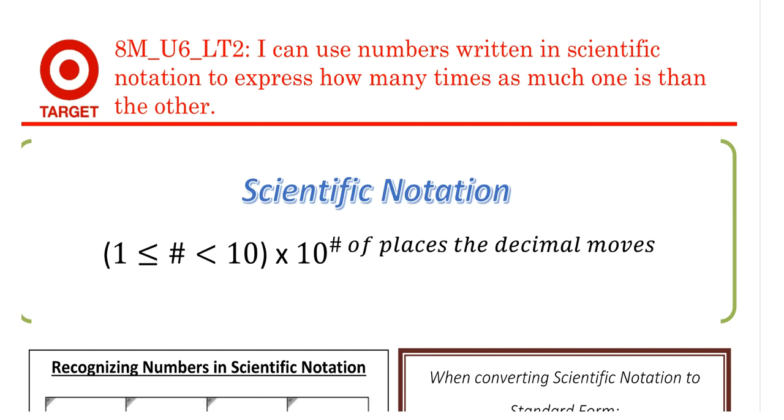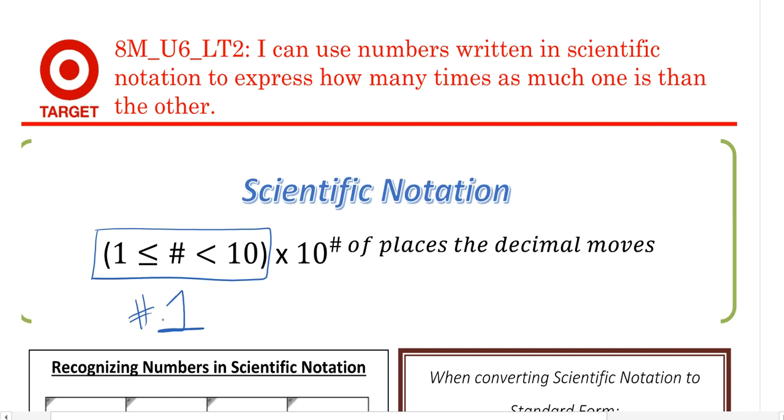The format that we follow has 3 criteria that need to be met. The first is that the first value in your scientific notation must be a number between 1 and 10. It can be 1, but it cannot be 10. So it has to be greater than or equal to 1, but less than 10. That's the first criteria.